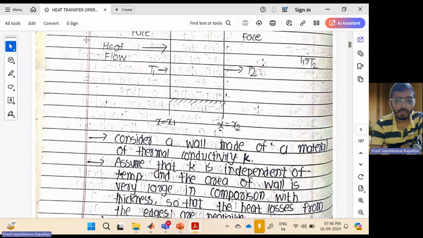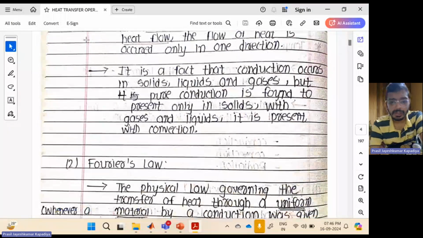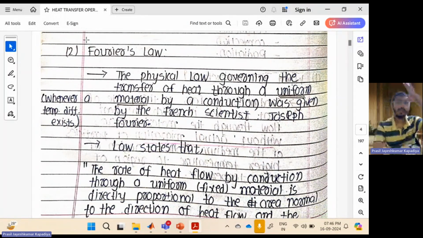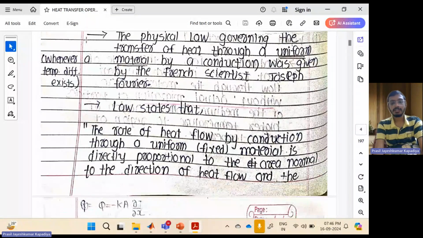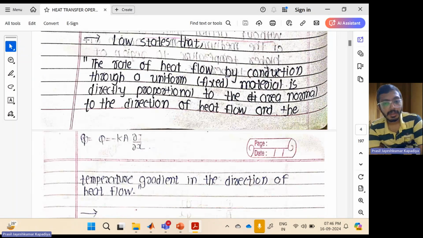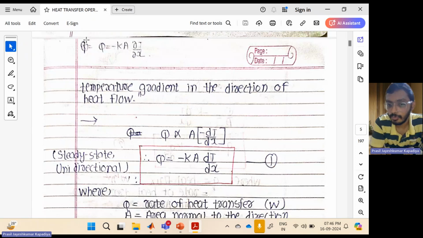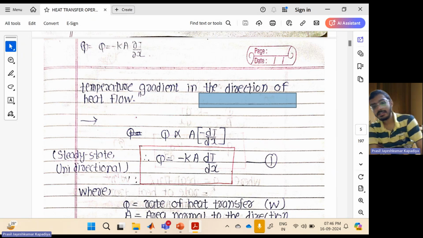So see, this is our Fourier's law. Q is equal to minus K A dT by dx. What is it saying? The rate of heat flow by conduction through a uniform material is directly proportional to the area normal to the direction of heat flow and the temperature gradient in the direction of heat flow. So Q is proportional to A into minus dT by dx. So Q is equal to minus K A dT by dx. Why is the minus sign there? Because when we are going from this point to this point, temperature is reducing. That's why the sign is negative.